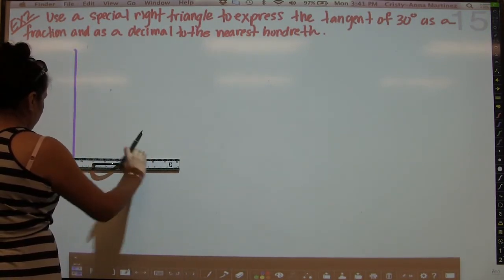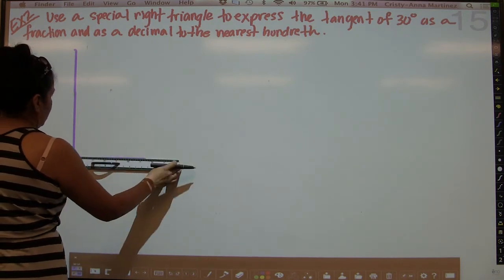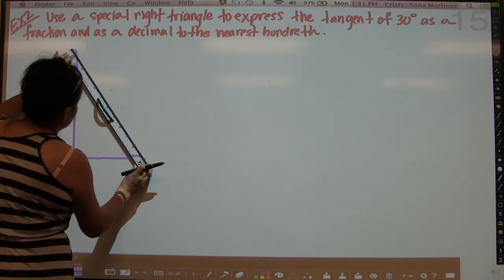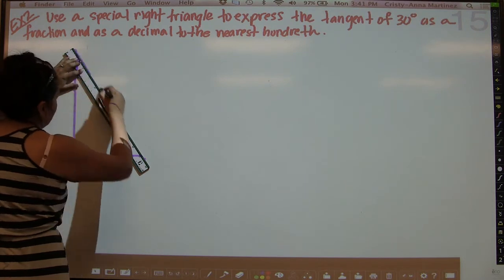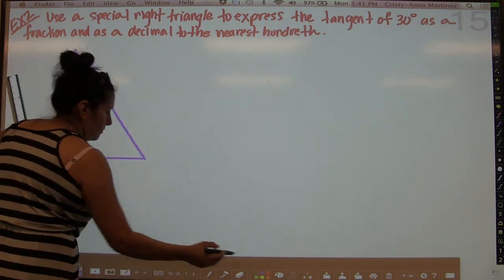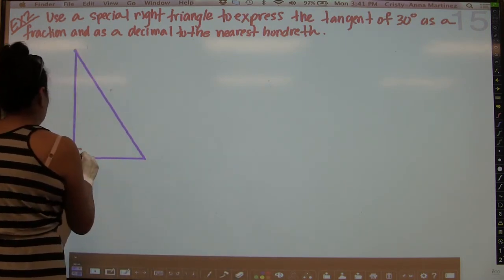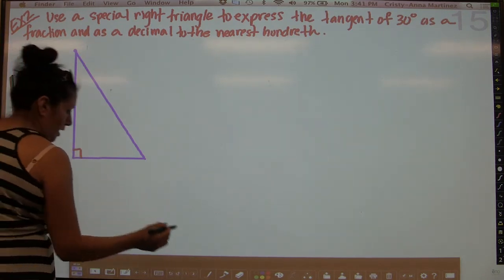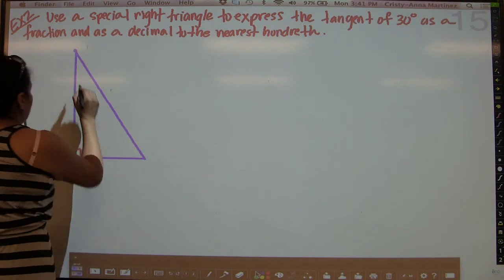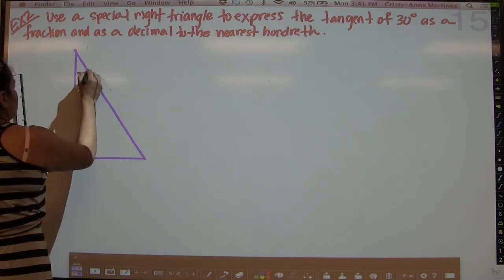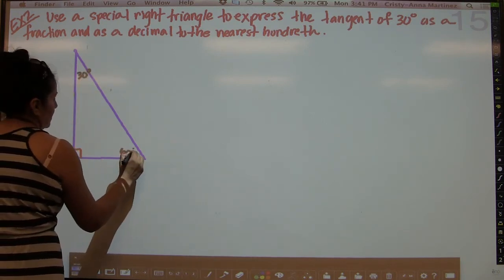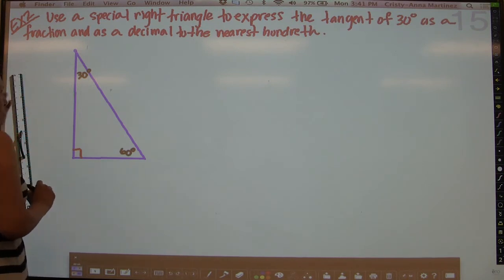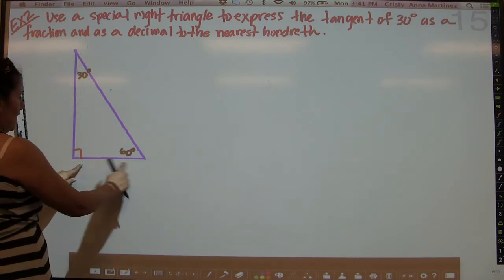So I'm going to do that here for you. I'm going to make myself a 30, 60, 90 triangle, and I'm going to go ahead and put in my 30 and my 60. So remember that the 30-degree angle is always opposite the shorter side.